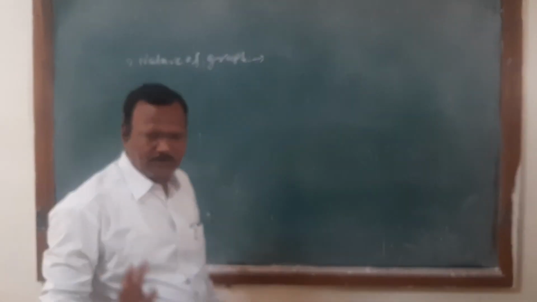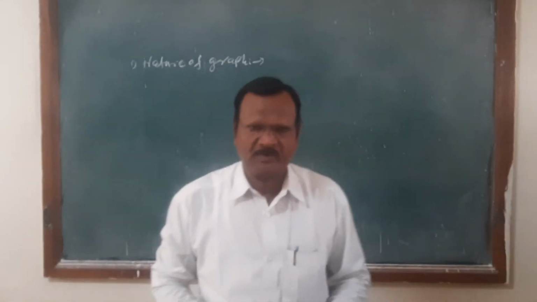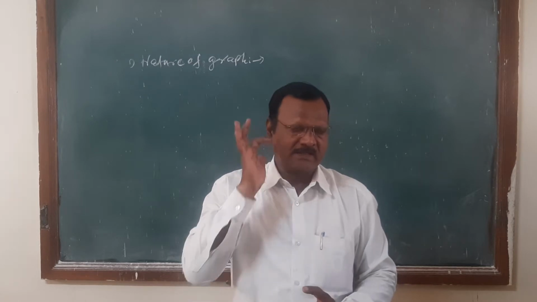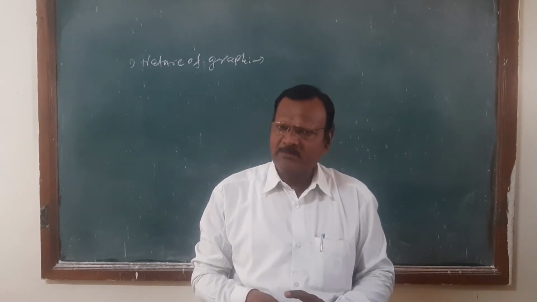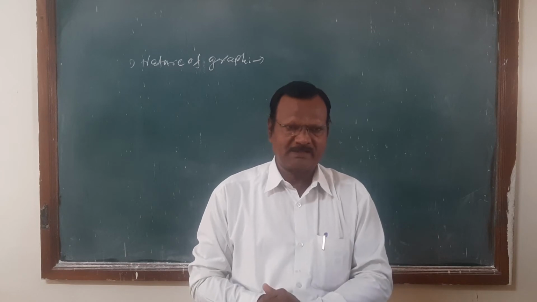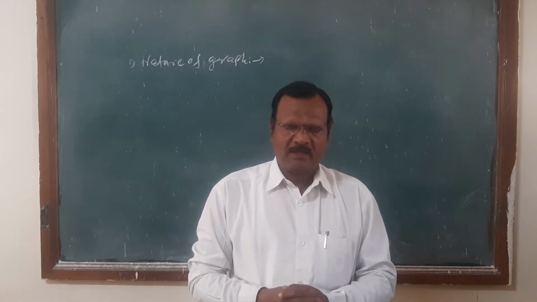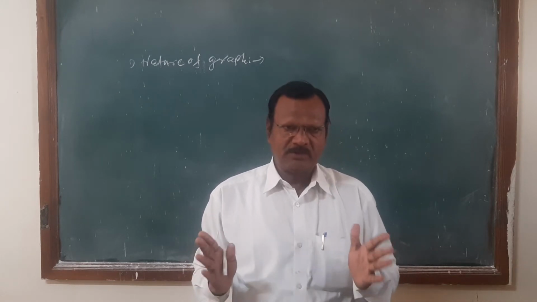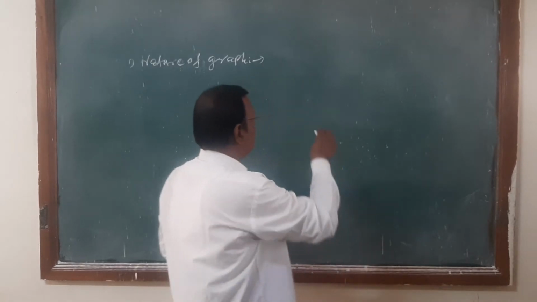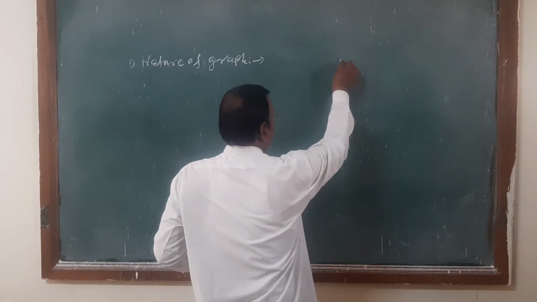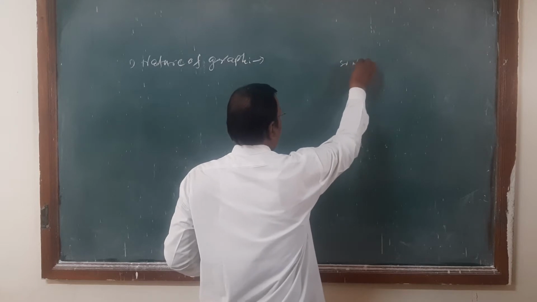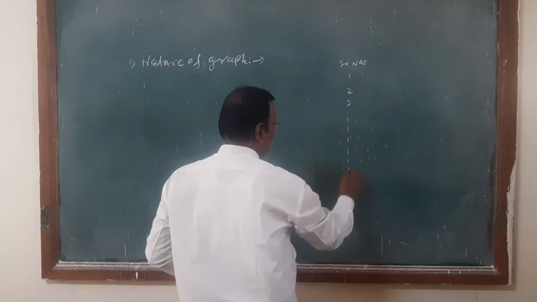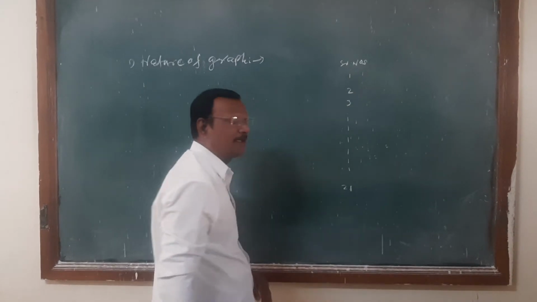The nature of graph is drawn in two parts: one is the y-axis and the second is the x-axis. We have to plot the observed conductance on the y-axis, and on the x-axis the ml of alkali added. We have to look at our observation table, which has serial numbers 1, 2, 3 and so on up to 21.